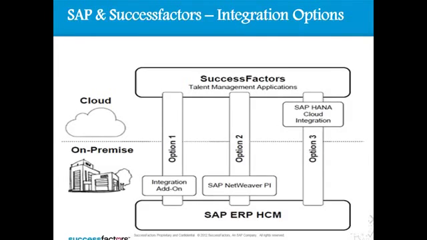The third option is SAP HCI, which is HANA Cloud Integration. This is SAP's cloud-based middleware integration solution. This is an iPaaS, which is Integration Platform as a Service.